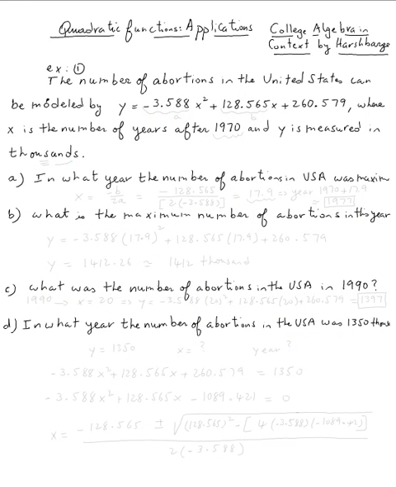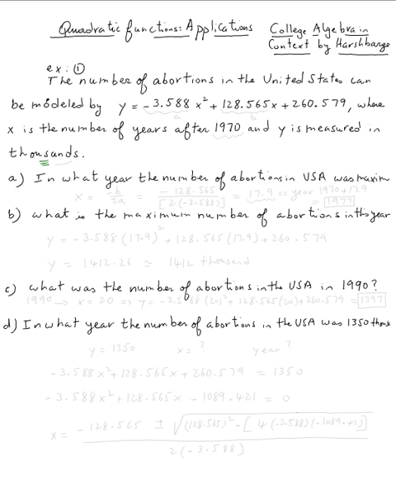In this example, we're going to talk about quadratic functions and just its applications. So here's the word problem. The number of abortions in the United States can be modeled by y equals negative 3.588x squared plus 128.565x plus 260.579, where x is the number of years after 1970, and y is measured in thousands. So make sure the y is in thousands.